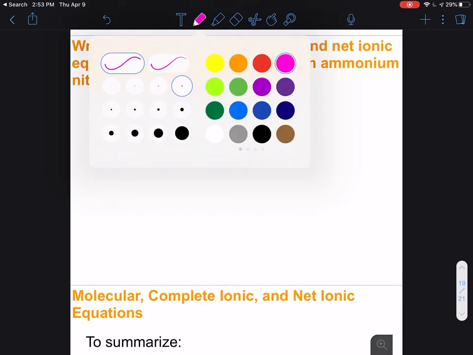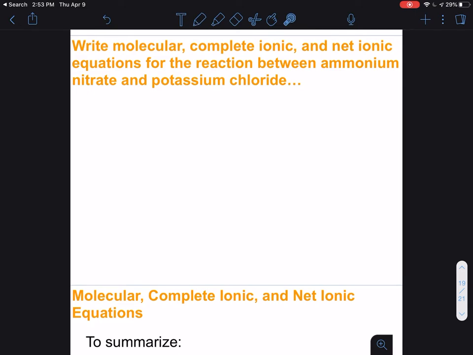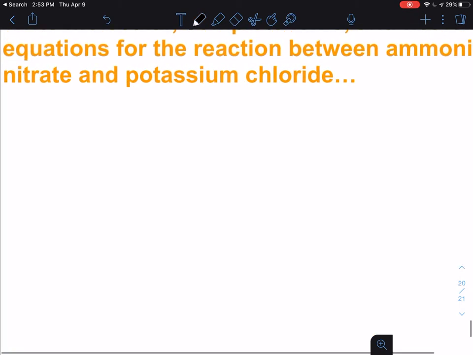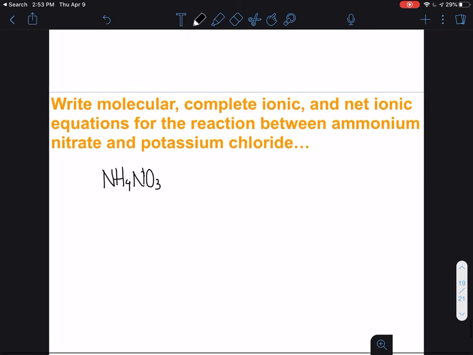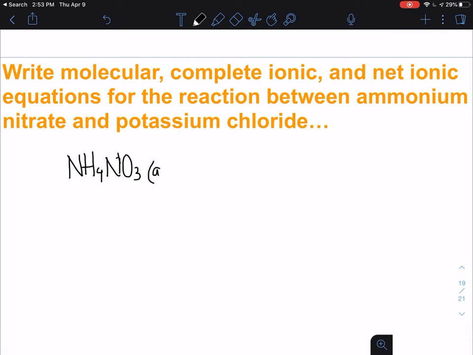All right, let's do another one, and then we're finished. We need to do the same thing for the reaction between ammonium nitrate and potassium chloride. So ammonium nitrate, NH4NO3. That's aqueous. I know it is because it's a nitrate, and all nitrates are aqueous. Plus potassium chloride, and that's going to be KI aqueous.